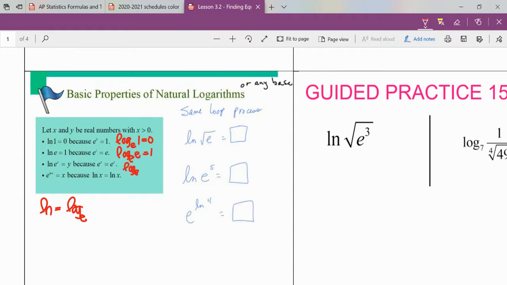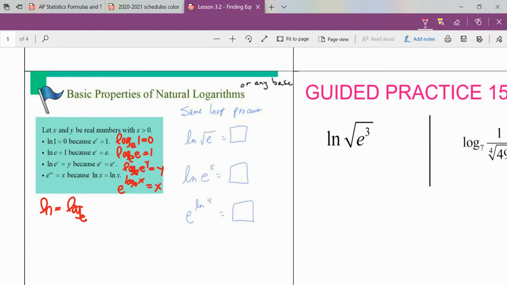Log base e of e to the y would equal y. And then this would be e to the log base e of x. So again, you see that number and base are the same. So my answer is just whatever is in that log. So same idea doing these properties.